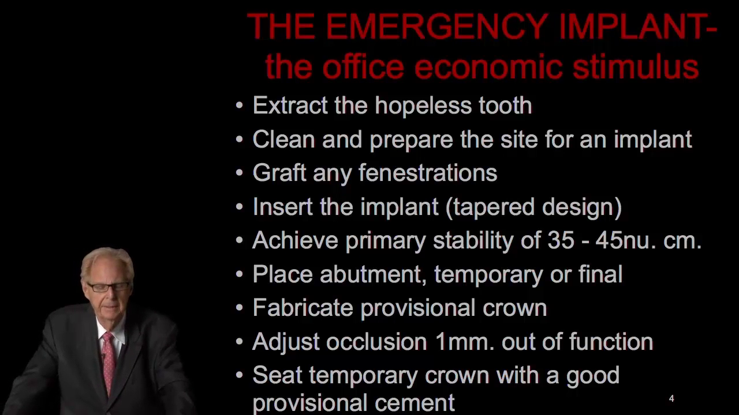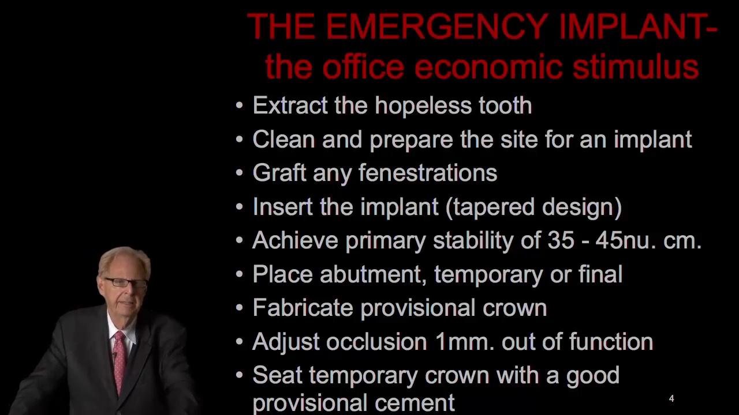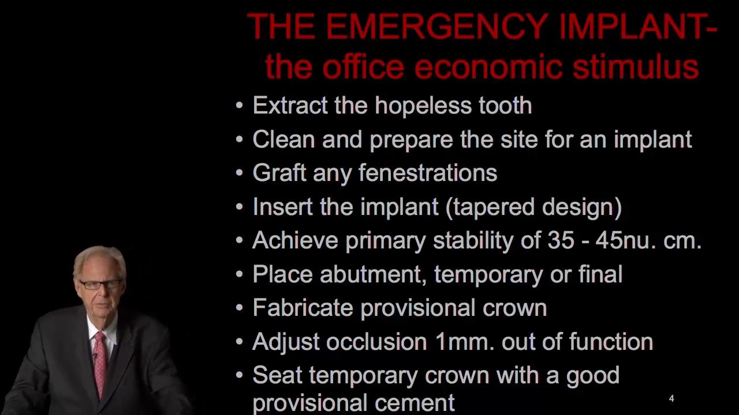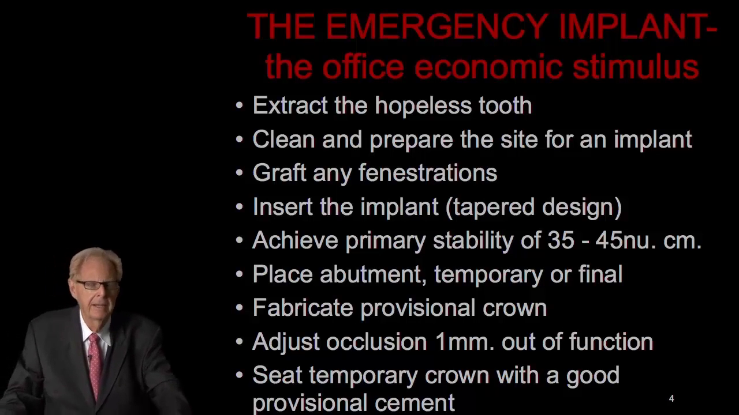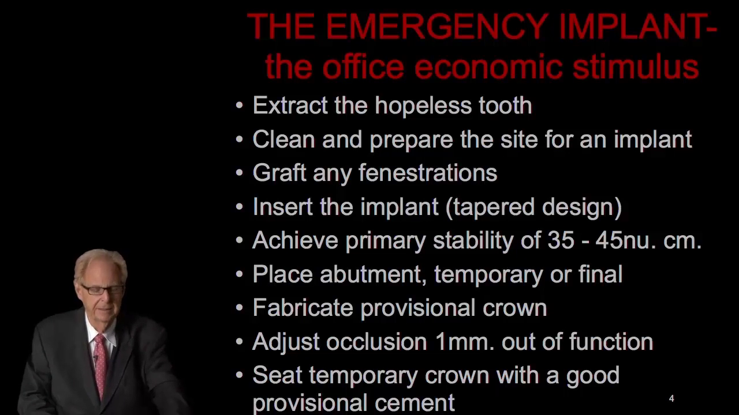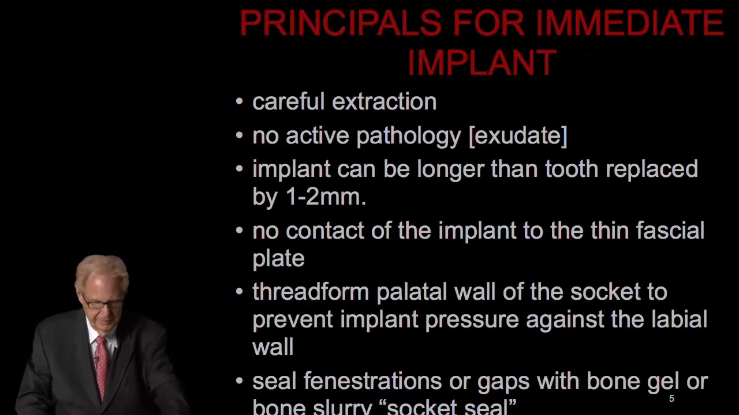We'll talk about the fabrication of the crown, the handling of it as far as the occlusal aspect, and adjusting it 1 millimeter out of occlusion, and seating it with a good provisional cement if we're using a cement type restoration, and being sure that all the cement is removed.